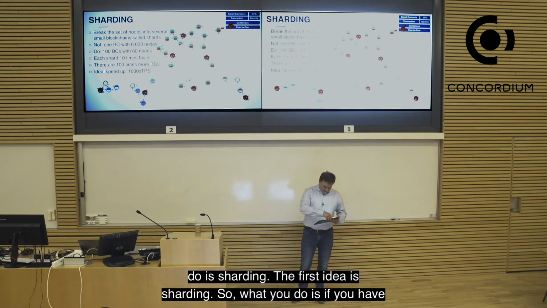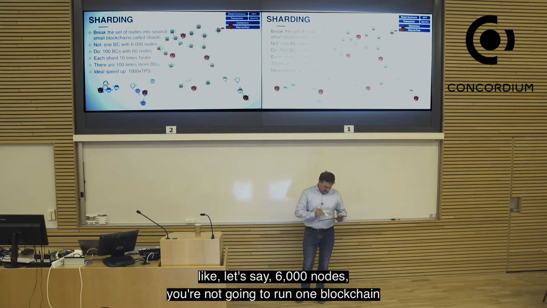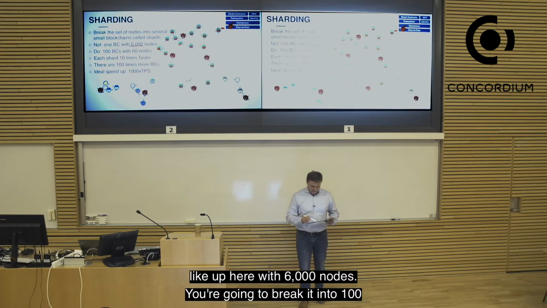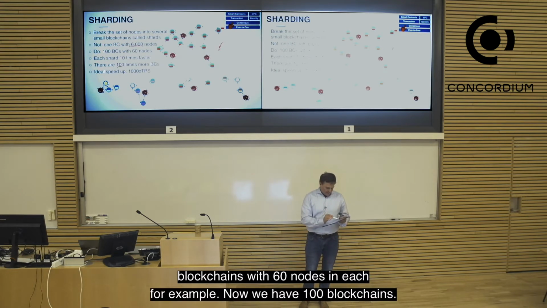So what you do is sharding. The first idea is sharding. If you have, let's say 6,000 nodes, you're not going to run one blockchain like up here with 6,000 nodes. You're going to break it into 100 blockchains with 60 nodes in each, for example. Now we have 100 blockchains.